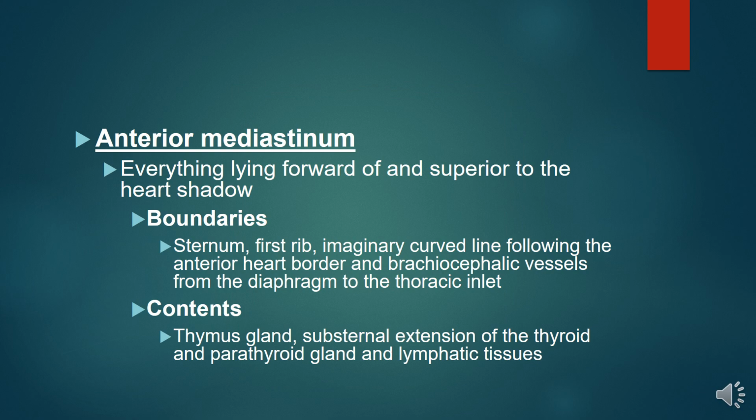Anterior mediastinum is everything lying forward of and superior to the heart shadow, and the boundaries are the sternum, first rib, an imaginary curved line following the anterior heart border, and the brachiocephalic vessels from the diaphragm to the thoracic inlet. It contains the thymus, thymic gland, sternal extension of the thyroid and parathyroid gland, and lymphatics.